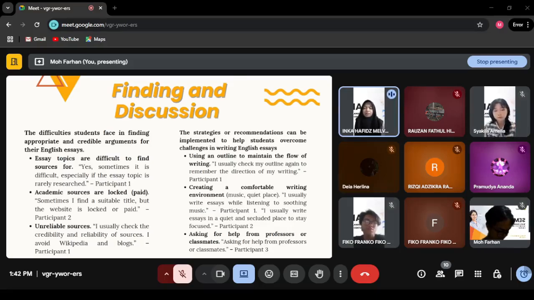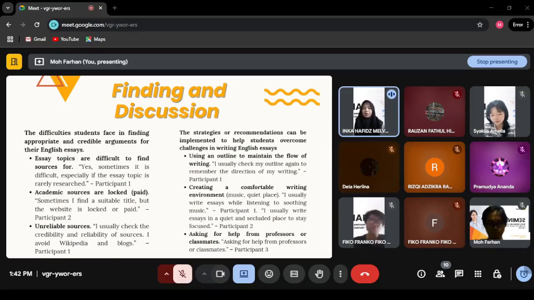Third is unreliable sources. As participant one said, I usually check the credibility and reliability of sources. I avoid Wikipedia and blogs. Access and evaluation of academic sources remain a major challenge. Ananda in 2024 found that EFL students need stronger information literacy skills. Teachers can guide students to use free academic databases and evaluate sources critically.